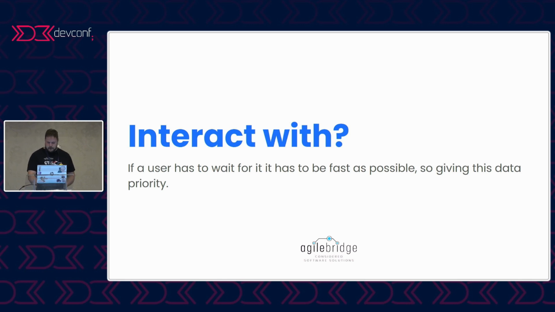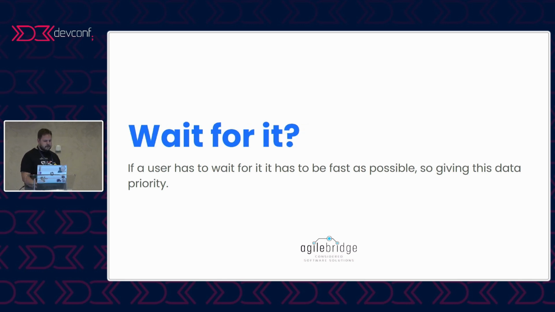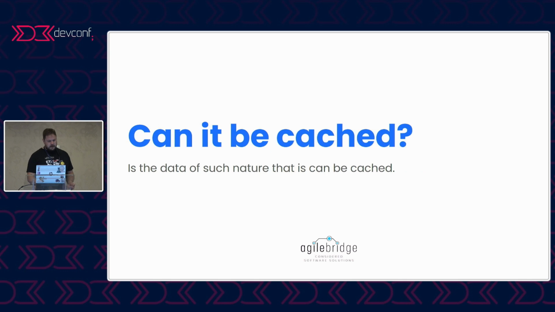And wait for it. Again, authentication. If the user has to wait for certain data, an example would be viewing your products on Takealot. But to optimize that, you can cache it. So that is one of the most simple things that you can do to improve your performance.